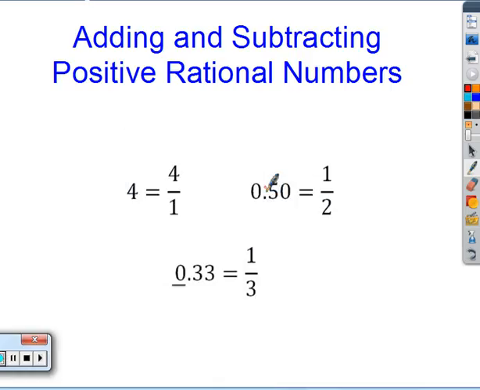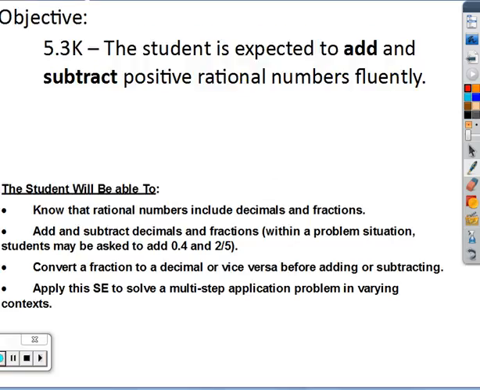Adding and subtracting positive rational numbers. The objective is 5.3K. The student is expected to add and subtract positive rational numbers fluently.